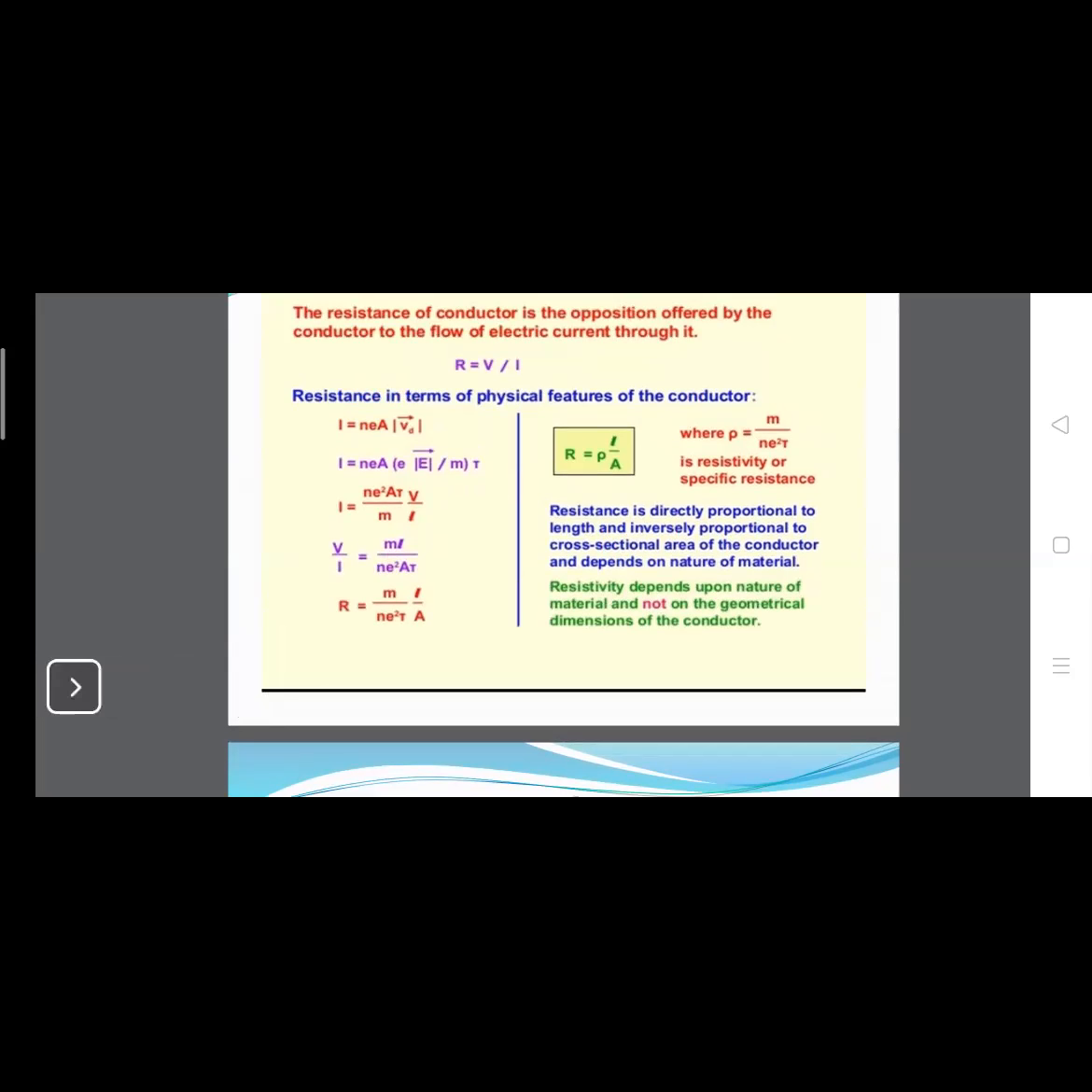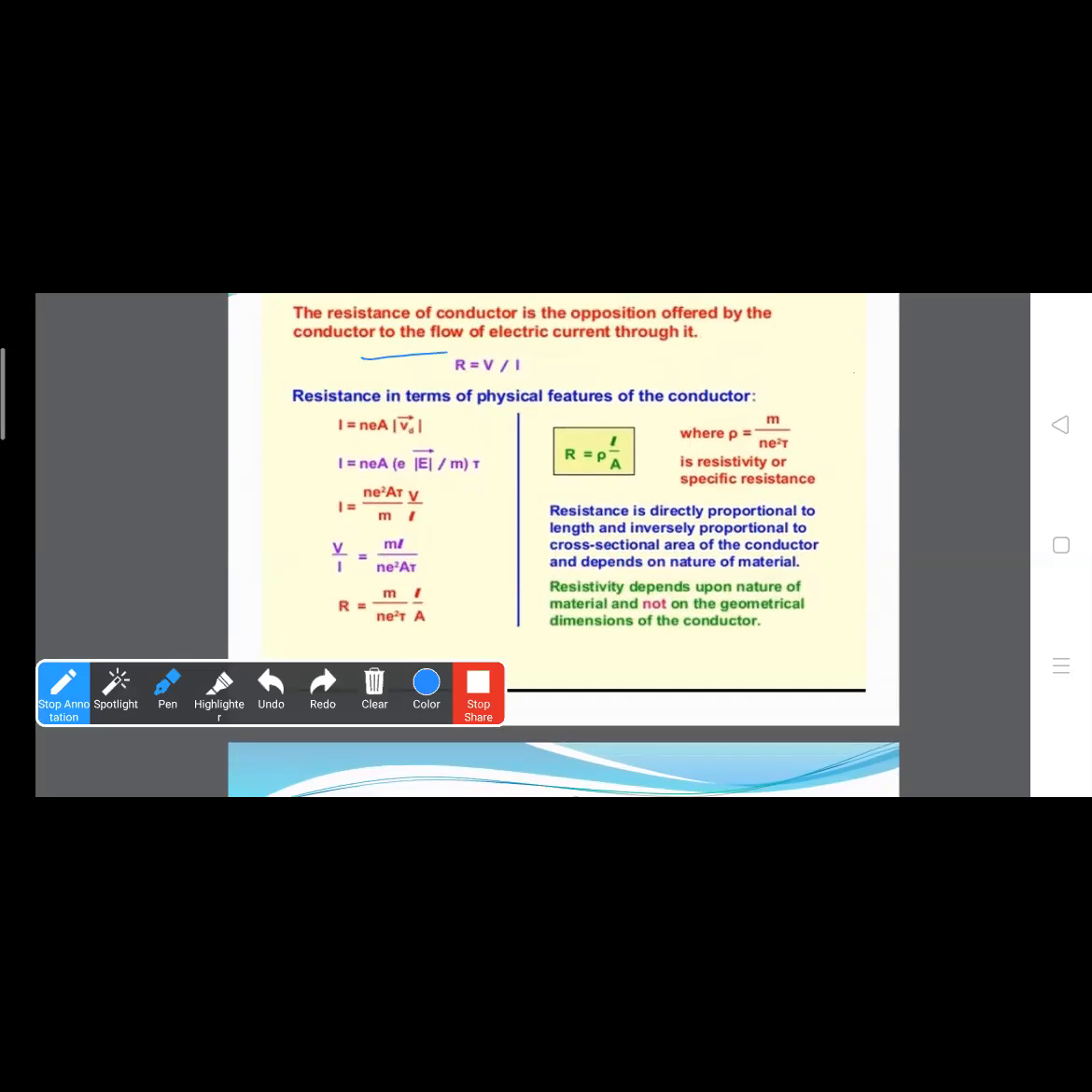Divide a conductor. This is the conductor slab. Now divide this conductor slab into two areas. The area of this part is A by 2, and the area of this part is also A by 2. Clear? Now divide it into equal areas, so that the slab may be considered as a combination of two identical slabs, each of length L.